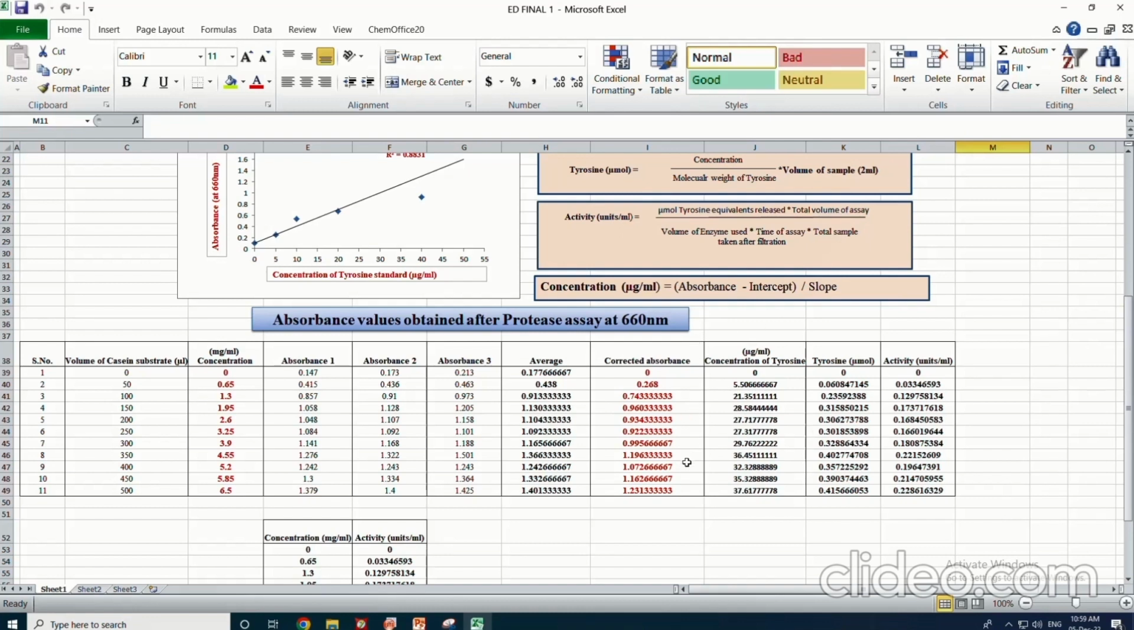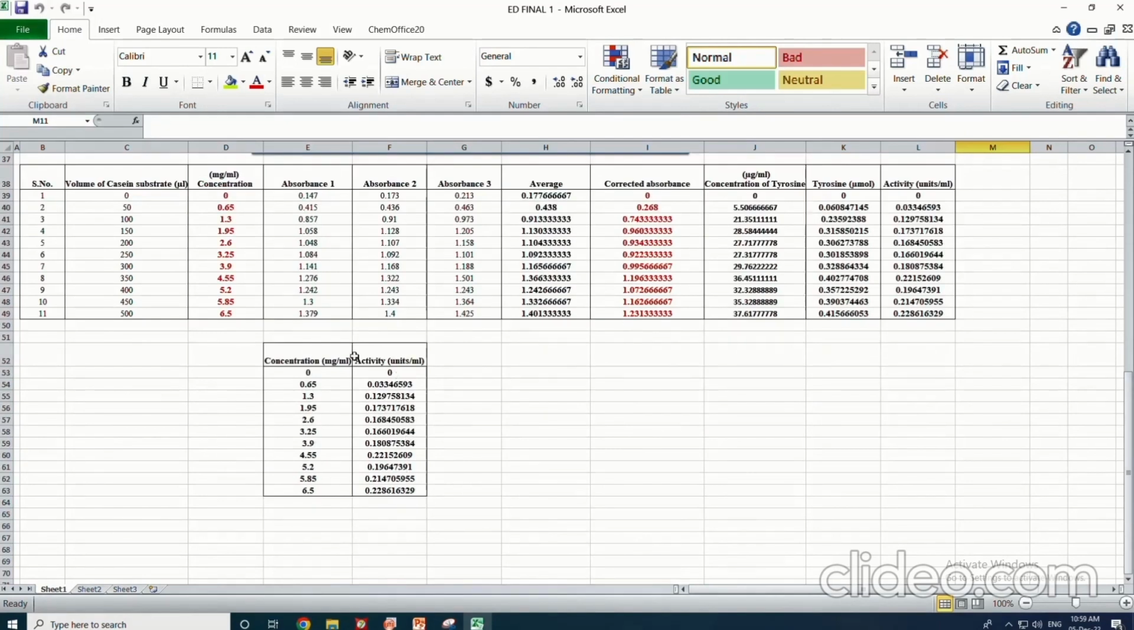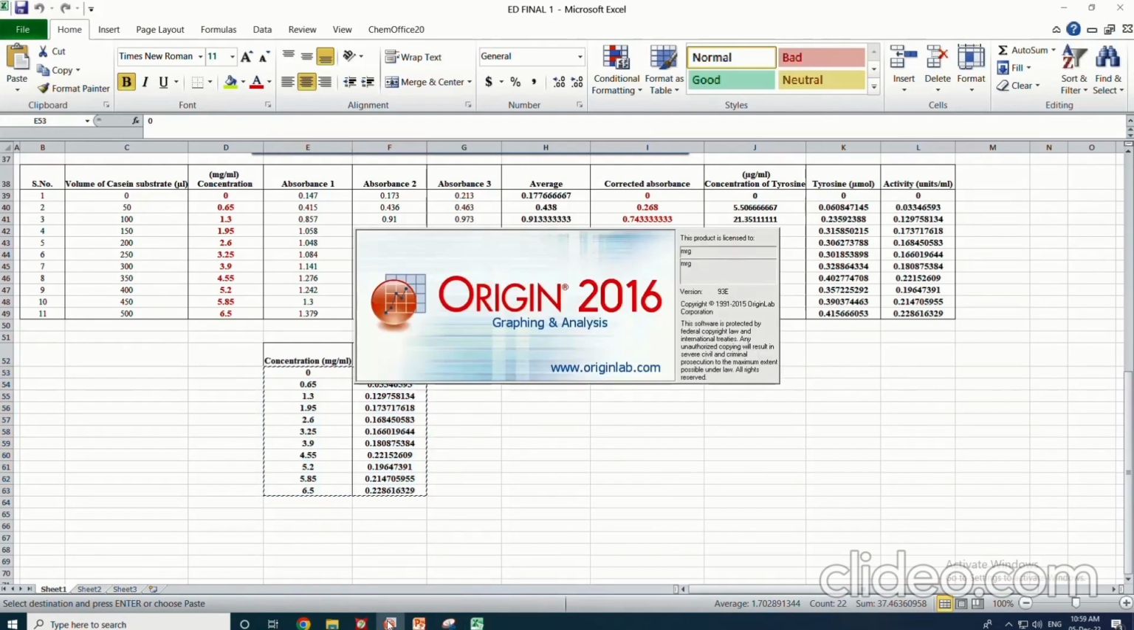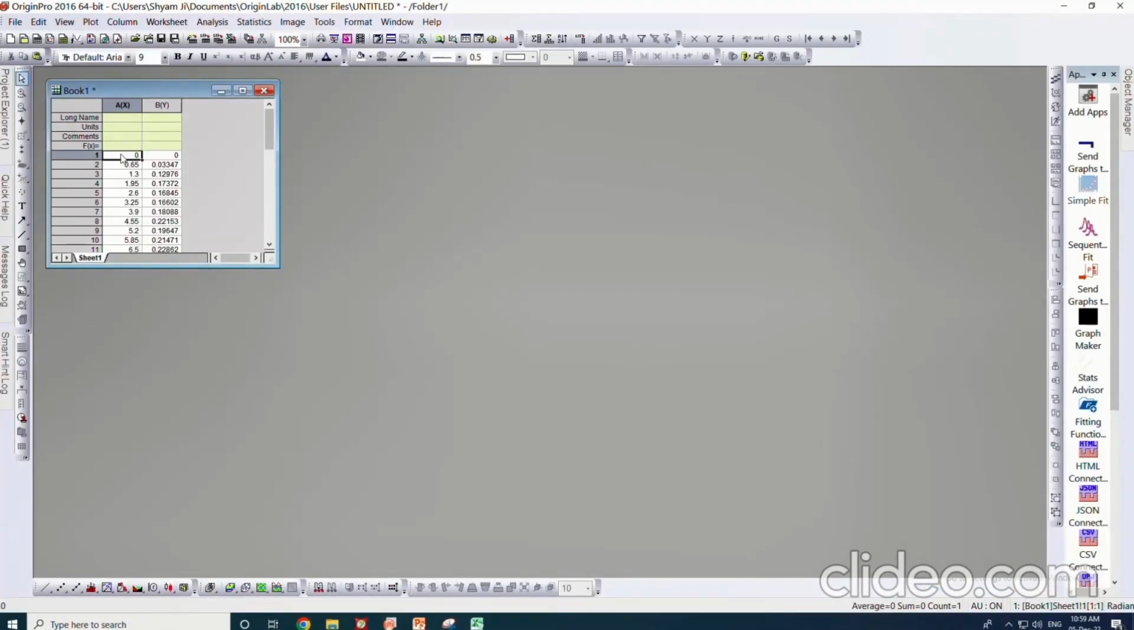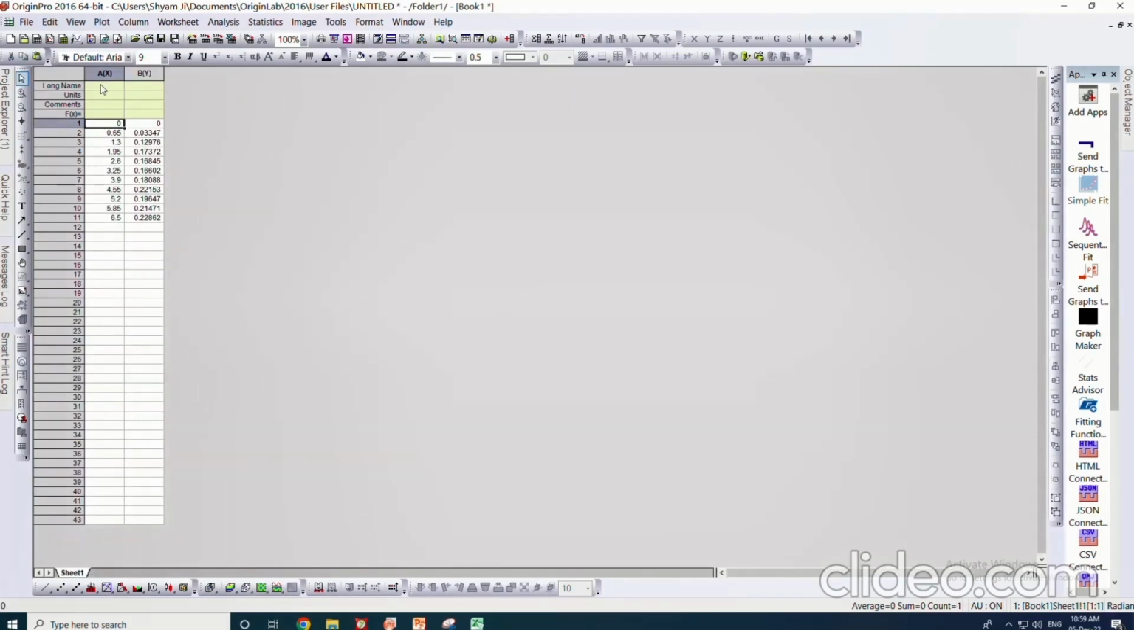Now to plot the Michaelis-Menten curve, all the required parameters are summarized here. So I am going to copy these values from here and we will paste these values in the Origin software. Here we will paste these values and we will label the x-axis as concentration in mg per ml, and we will label the y-axis as activity, activity in units per ml.